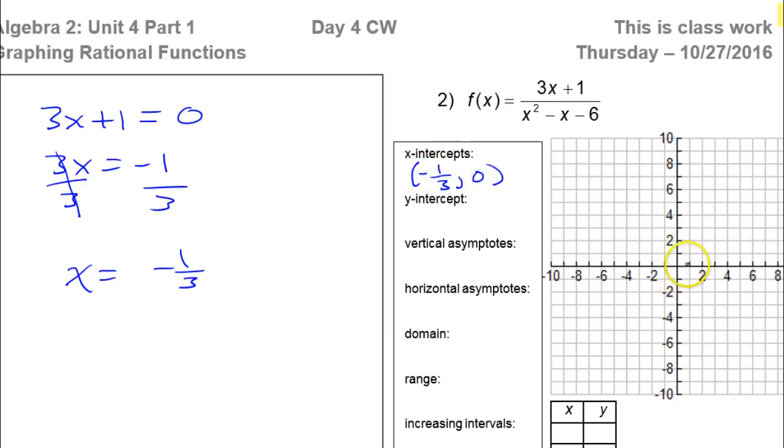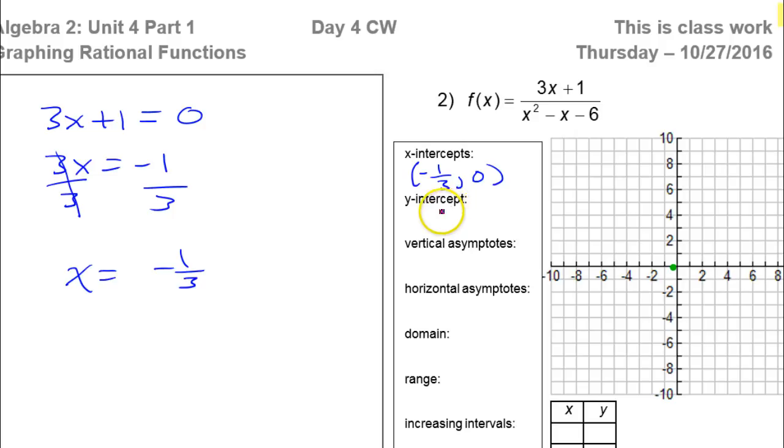And we might as well graph that on the graph right now. It'd be right about here. It's right next to the origin. Negative 1/3 is just a third of a space over on the x-axis. So that's my x-intercept. How about the y-intercept?